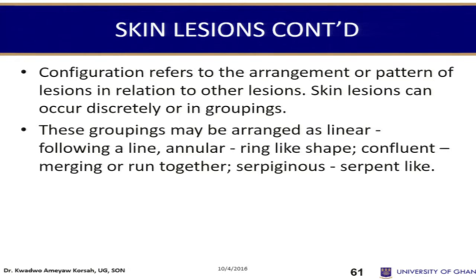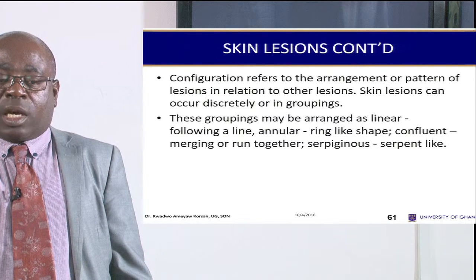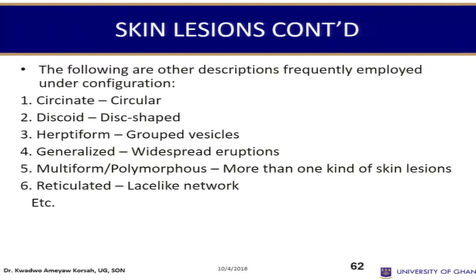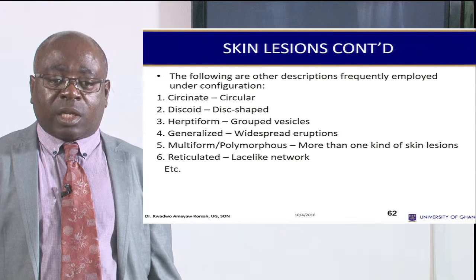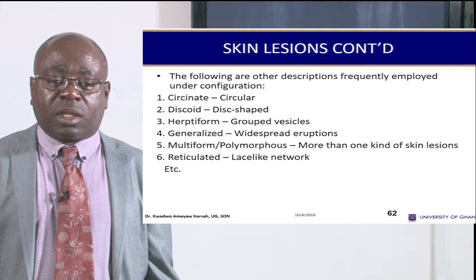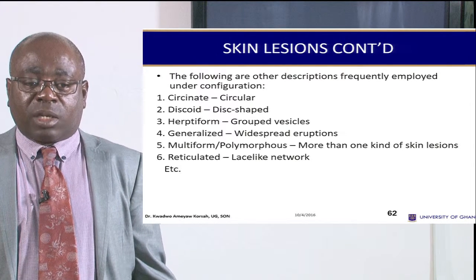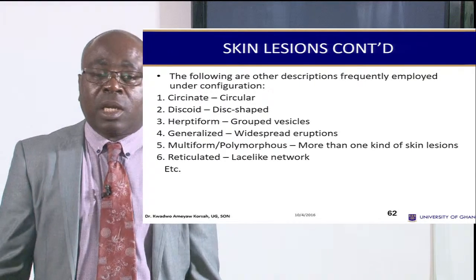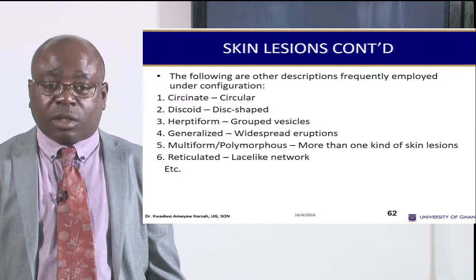The configuration refers to the arrangement or pattern of the lesion in relation to the other lesions. These groupings may be arranged as linear, following a line; annular, ring-like shape; confluent, merging or running together; and serpiginous, whereby the lesions are arranged in a serpent-like structure. The following are other descriptions frequently employed under configuration. We have arcuate, which is circular; discoid; herpetiform; generalized eruptions, which are widespread; and multiform. And then we have reticulated, a lace-like network structure. So we have these simple definitions, which later you can take your time and go through. I know you have done these things, so this is just a revision for the first part.